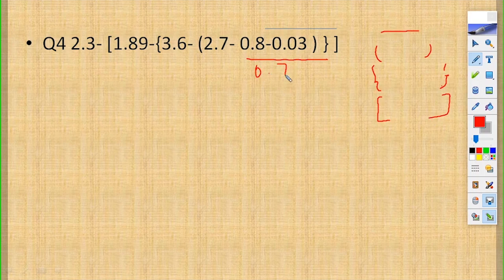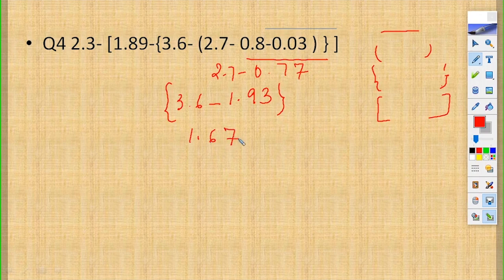I'll get 0.77. Now the common bracket. You have 2.7 minus 0.77. What will I get? I'll get 1.93. Now the curly bracket. 3.6 minus 1.93. I will get 1.67. Now I have the rectangular bracket, which is 1.89 minus 1.67. So that is in the rectangular bracket. I'll get here 0.22. But one more number is there.